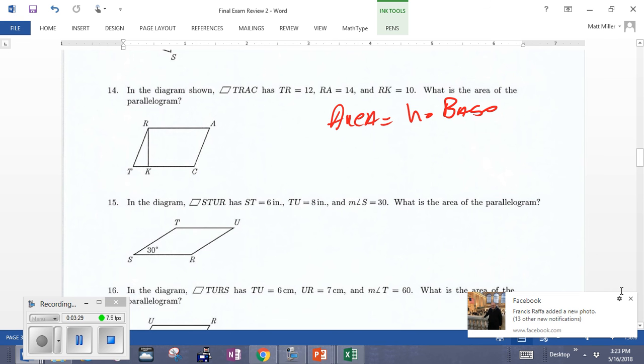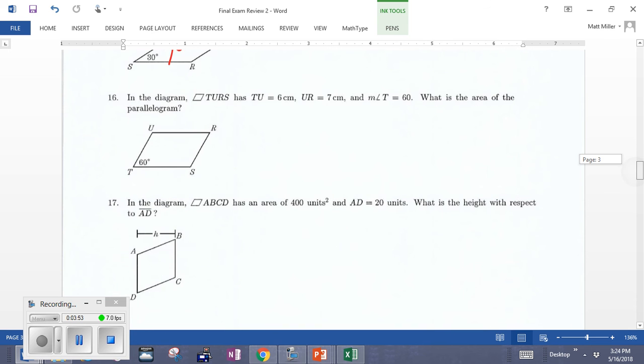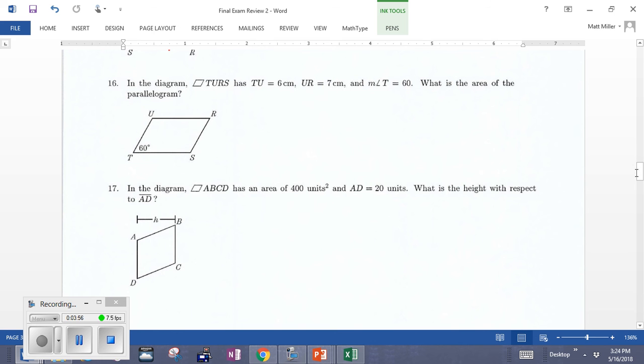Okay, so of course here you need to use 30, 60, 90 principles. All right, ST is 6, TU is 8. Okay, that's the angle. So the half of 6 is the short side, which is 3, so that's the height, so the area is going to be 3 times 8 for 24. Okay, another 30, 60, 90 coming into play there.